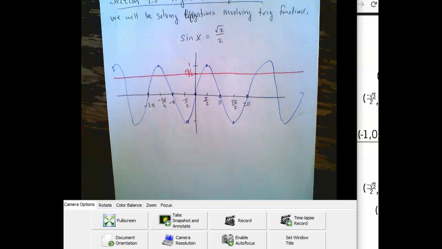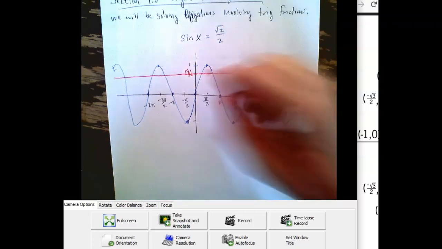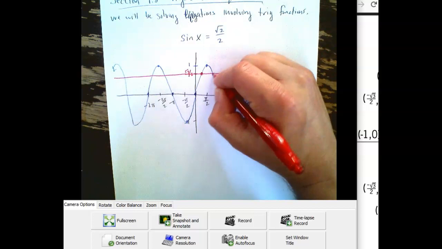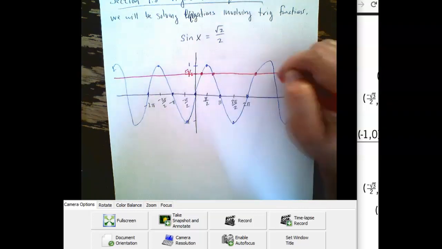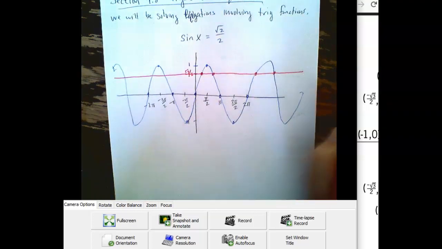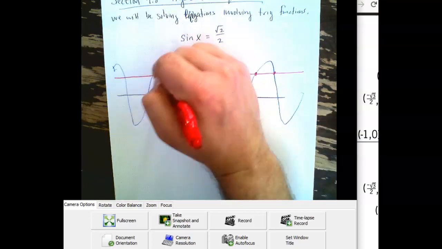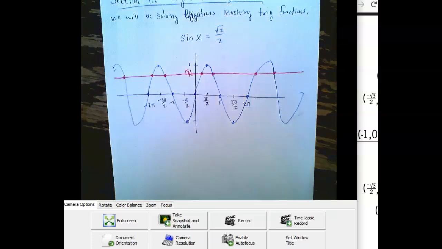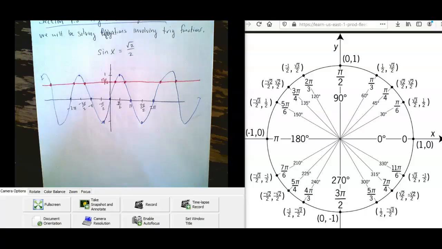So if we draw this horizontal line, we're basically looking to see where this red line, this horizontal line, at y equals root 2 over 2 is equal to the sine function. So you can see we have a solution here, and here, and here, and here, and then on all subsequent upper waves on the right-hand side. Likewise, in the reverse direction.